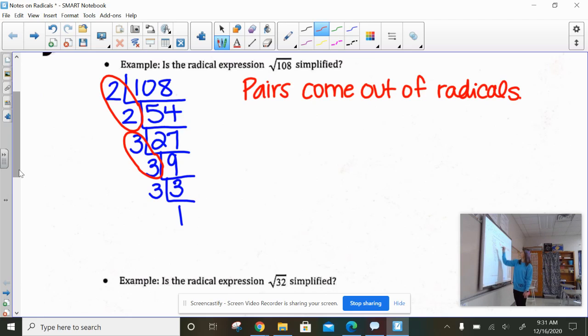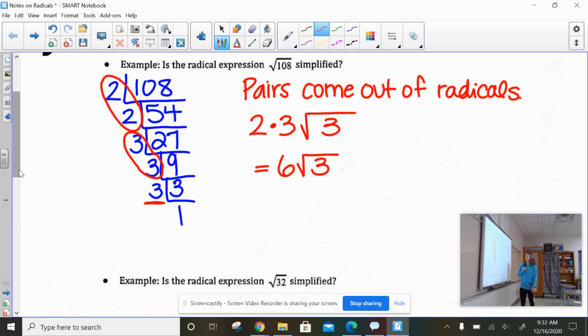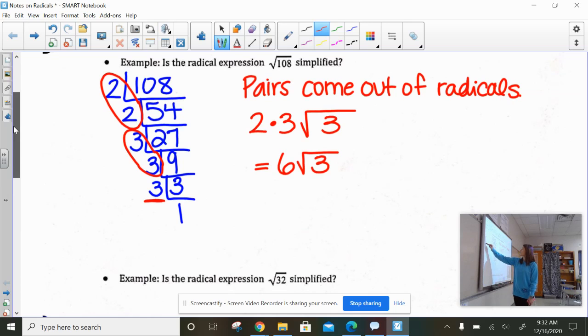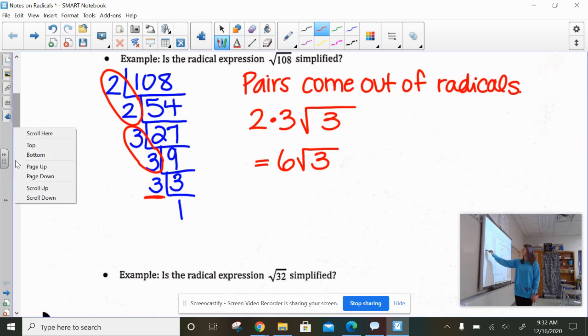I have a pair of 2s, it will come out. I have a pair of 3s, that will also come out, and it will multiply by the 2. And then the 3 that's left over, so this 3 right here, stays under. And so this will then be 6 radical 3. That is the simplified version of square root of 108. All right, let's go through example number 2.